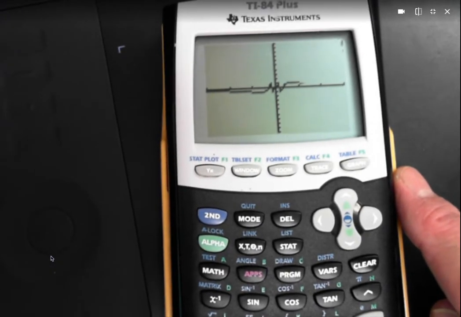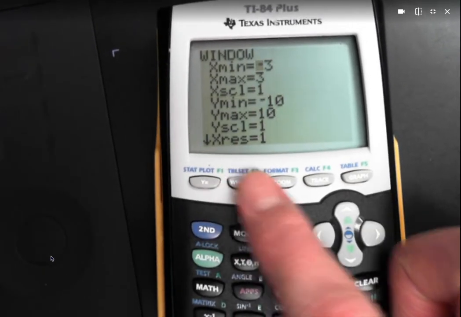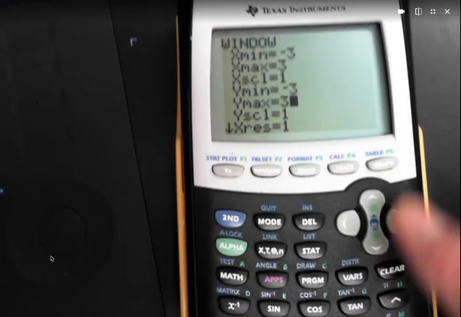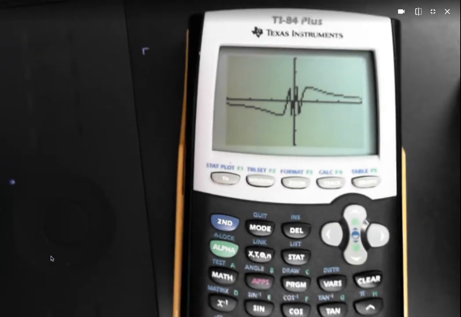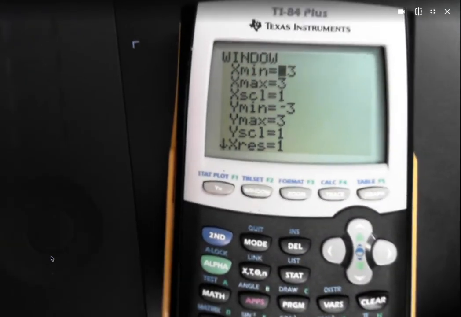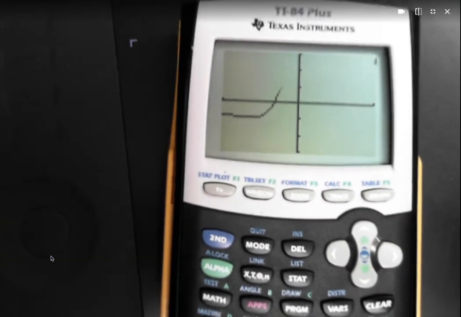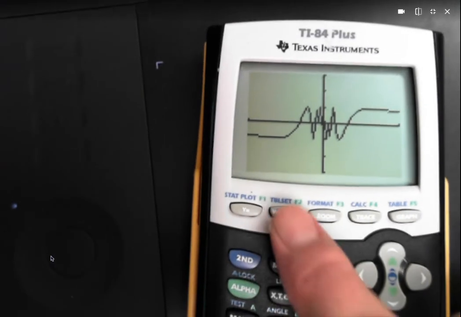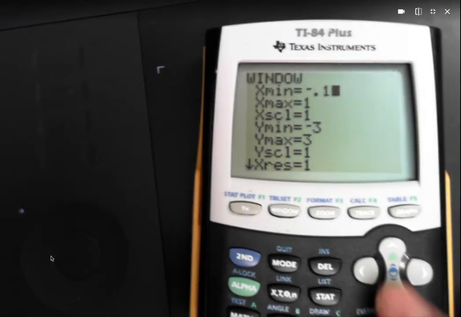You can see a little bit better what's happening. I can even change my y values a little bit to make it more clear. -3 to 3. Let's see what happens. There we go. Let me get closer in on my x values. I'm going to go from -1 to 1. If you look at this function, it oscillates back and forth.